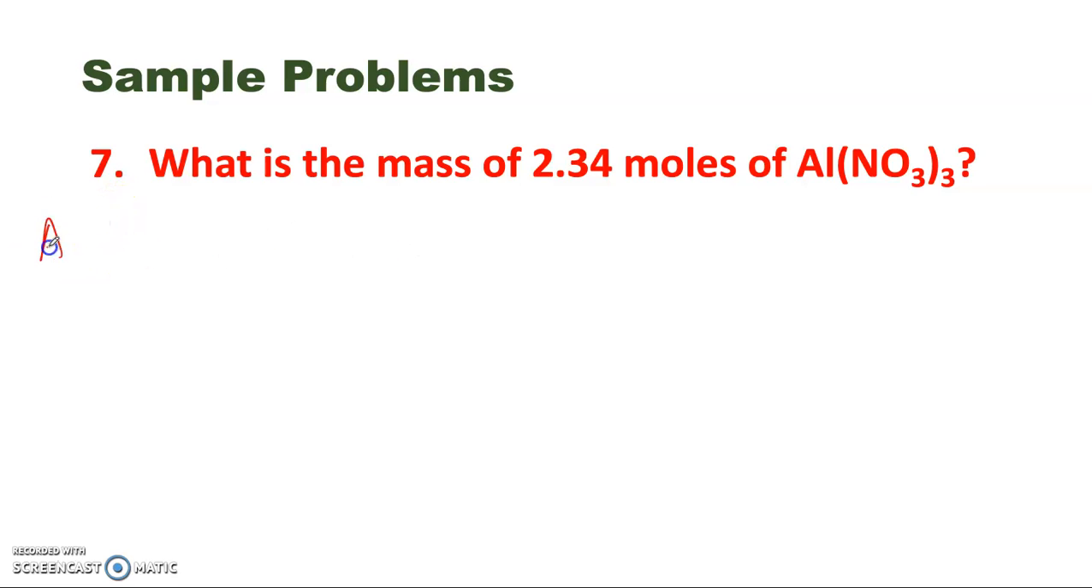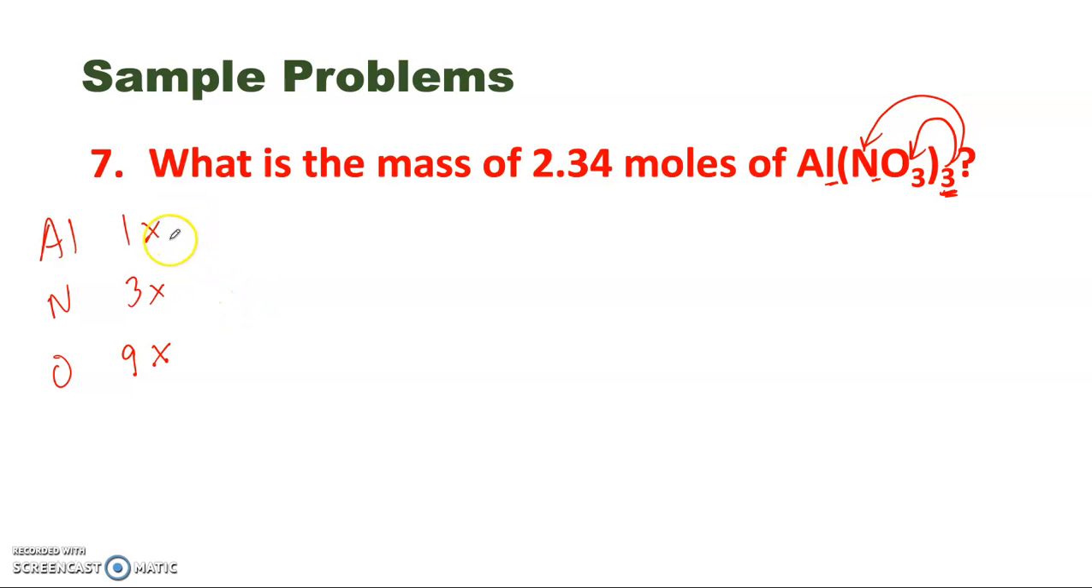To start with, aluminum, nitrogen, oxygen. There is 1 aluminum, there is 3 nitrogens, and there's 9 oxygens. Because this 3 distributes in, 3 times 3 is 9 oxygens. 3 times 1 is 3. There's 1 nitrogen times 3. And then the aluminum has no number behind it. This 3 does not affect the aluminum because the aluminum is not in parentheses.